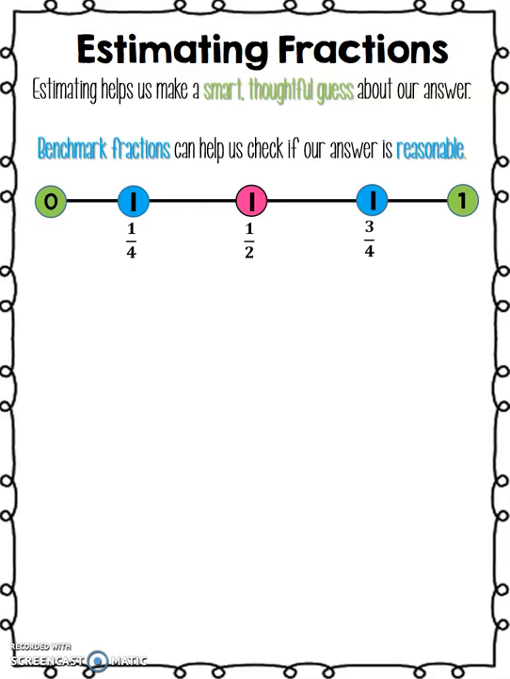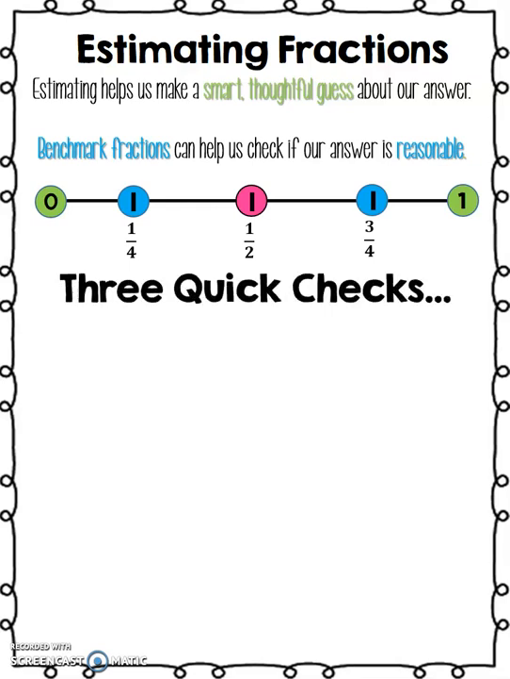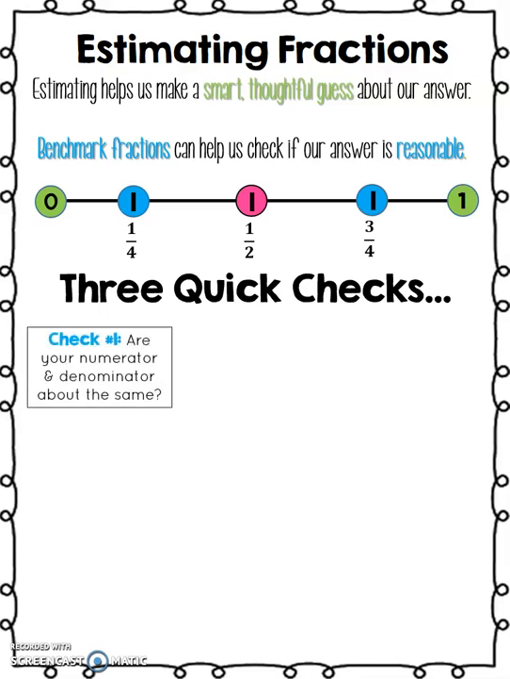So to estimate fractions, we just have to go through 3 quick checks. So the first question we would ask ourselves is, are our numerator and denominator about the same? If they are, and the answer to this question is yes, we should round that fraction to 1 whole. Because when the numerator and the denominator are about the same number, that means we have almost as many pieces as it takes to make up 1 whole. So that means we would round it to 1.